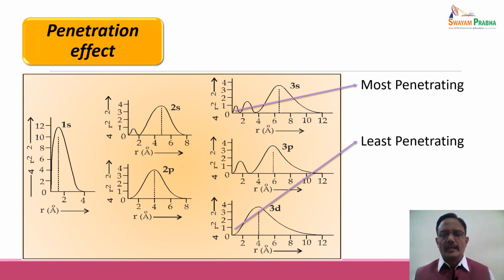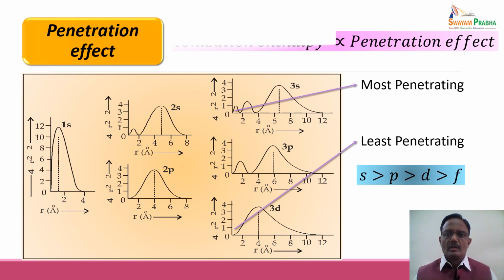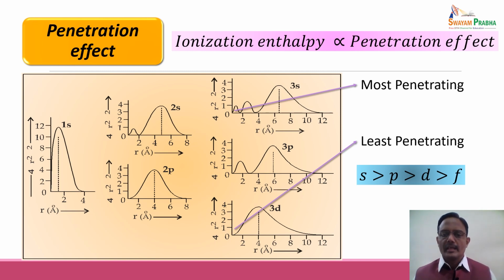Hence, this penetration effect follows the order s greater than p greater than d greater than f. It means that if an electron is present in s orbital of any shell, it will experience greater force of attraction from the nucleus because it is more penetrating towards the nucleus. Hence, we can say that ionization enthalpy, which is the amount of energy required to remove the outermost electron, is directly proportional to the penetration effect, and penetration effect is maximum in s orbital.